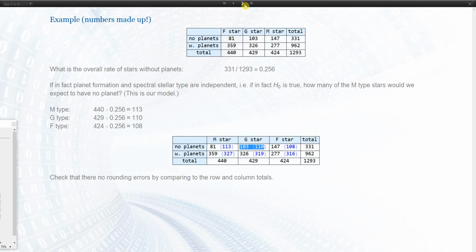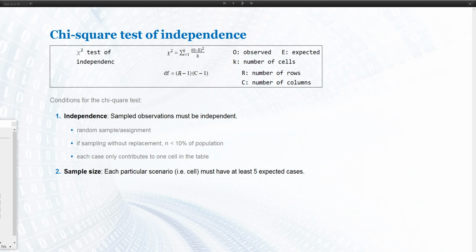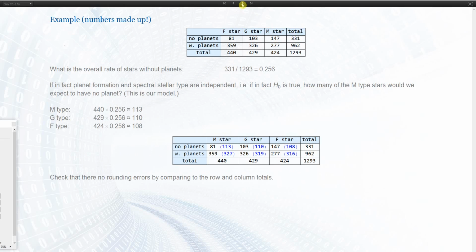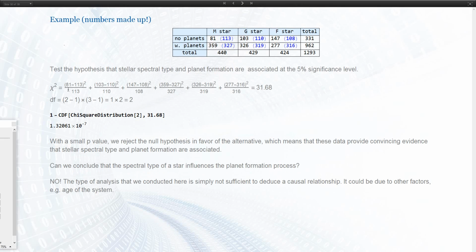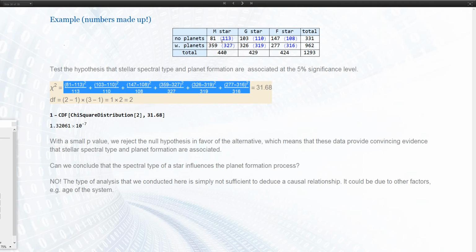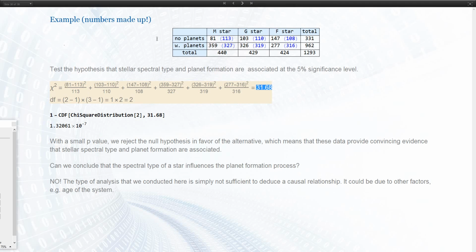And in this special case, the degrees of freedom computes like number of rows minus 1 times number of columns minus 1. Yeah? Okay, and here I compute this. So this is the chi-square computed from these 6 number pairs. It's 31.7. My degrees of freedom are 2 rows minus 1 times 3 columns minus 1, which is 2. Okay, so 2 degrees of freedom for the chi-square distribution, and the p-value is 0 basically.